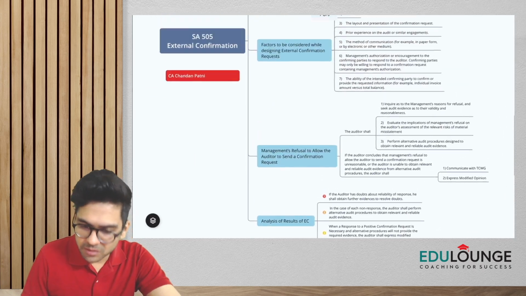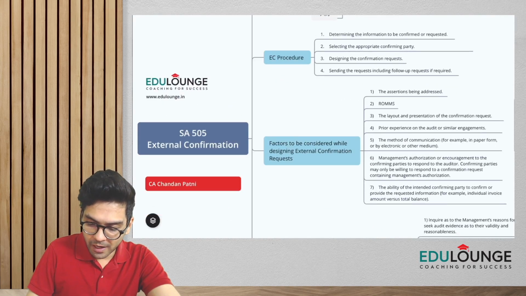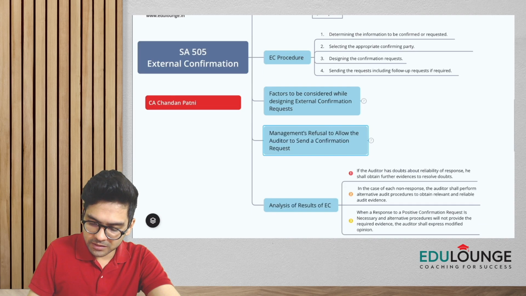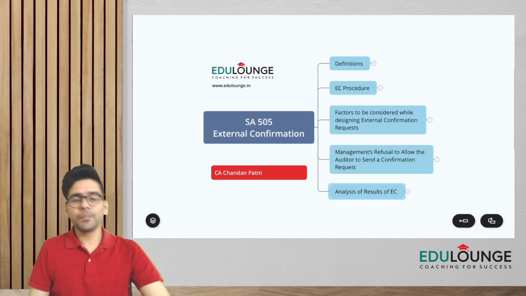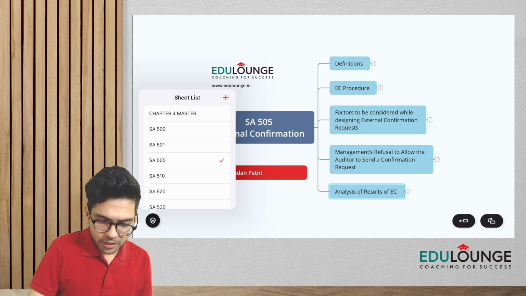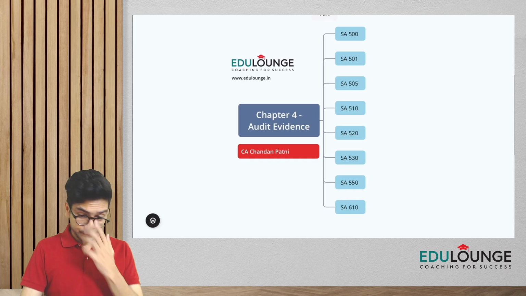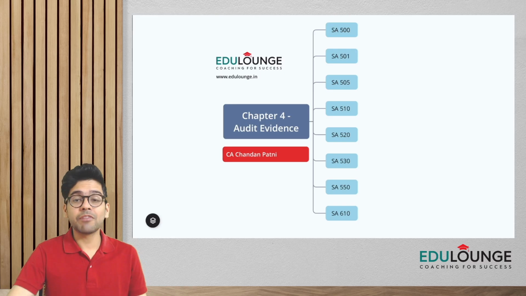Okay. So yes, with this, guys, the entire topic of external confirmation, SA 505, is also over, and it's again a pretty small standard, and we did a very quick revision. Hope you all are clear with the concepts. Now going back to the master chart, we have covered, guys, three standards already from the 500 series. We have covered 500, 501, 505, right?